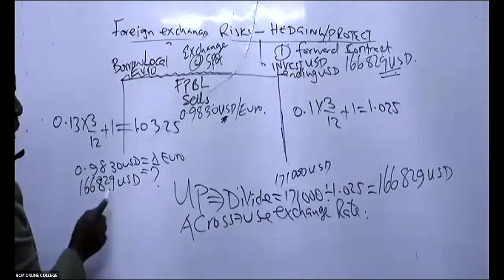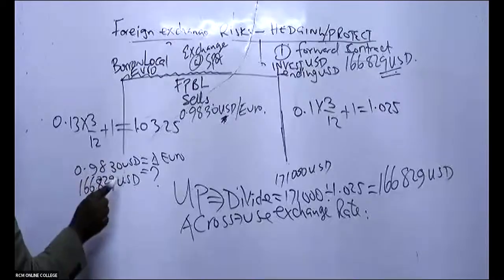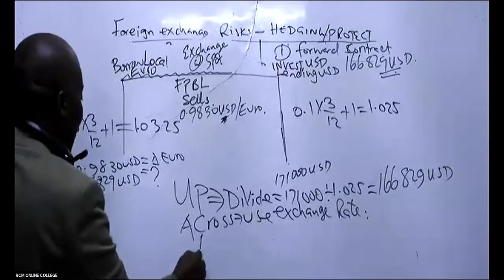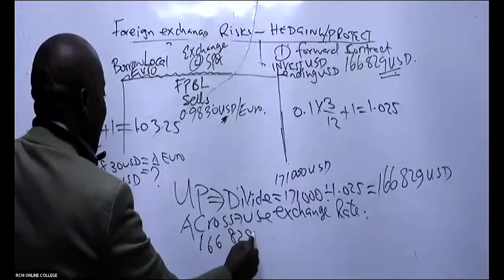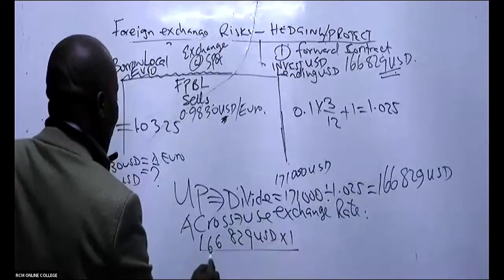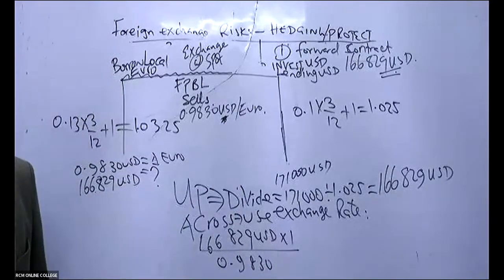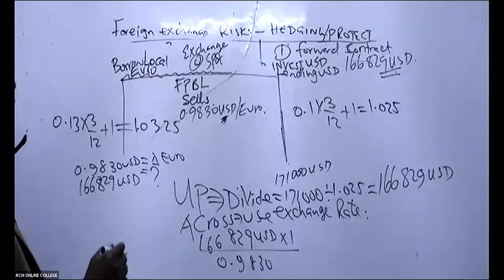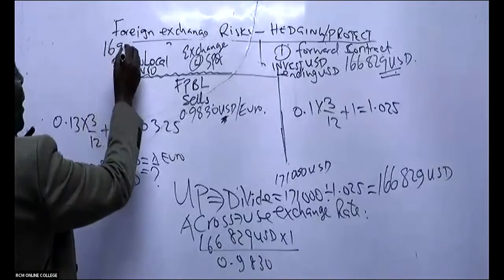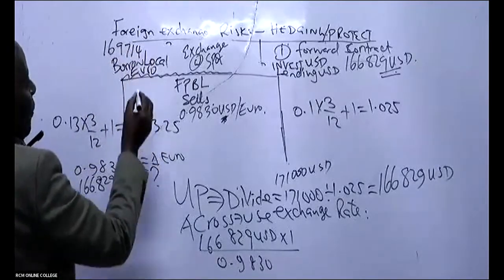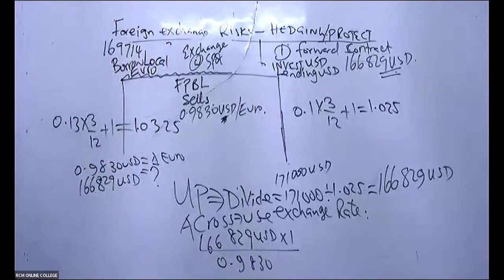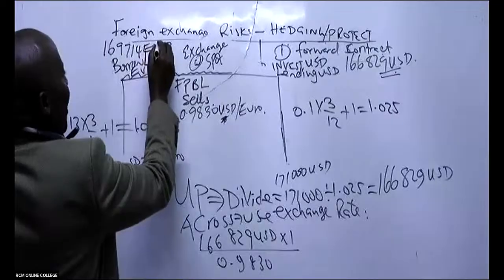So if I try cross, it will be this times this divided by this number. So it will be 166,829 US dollar times 1 divided by 0.9830, which gives us what figure? Somebody here. Thanks, Janet. So we have 169,714. Which currency am I supposed to put here? Thanks, JM. The euro. Now we go to the Eurozone.